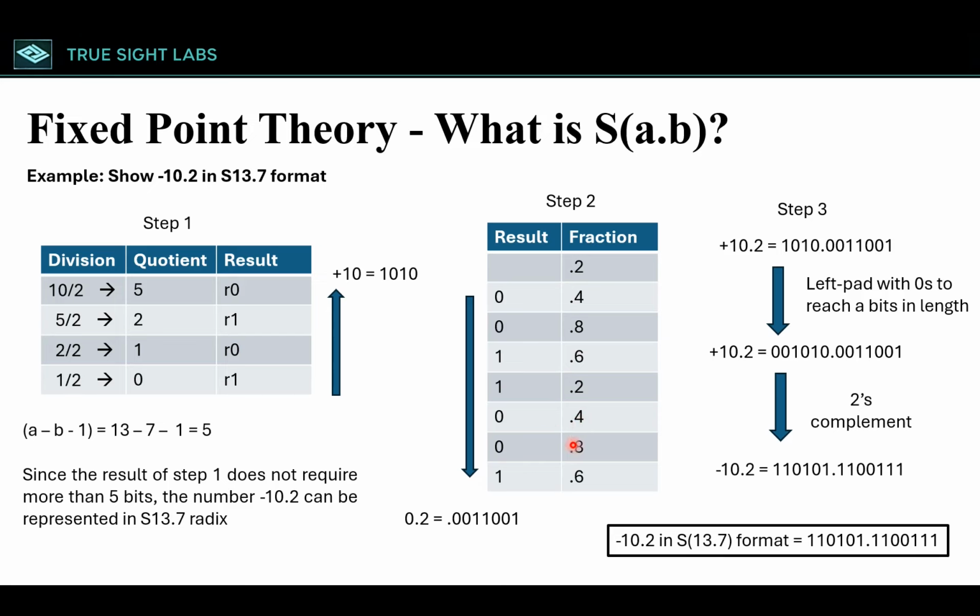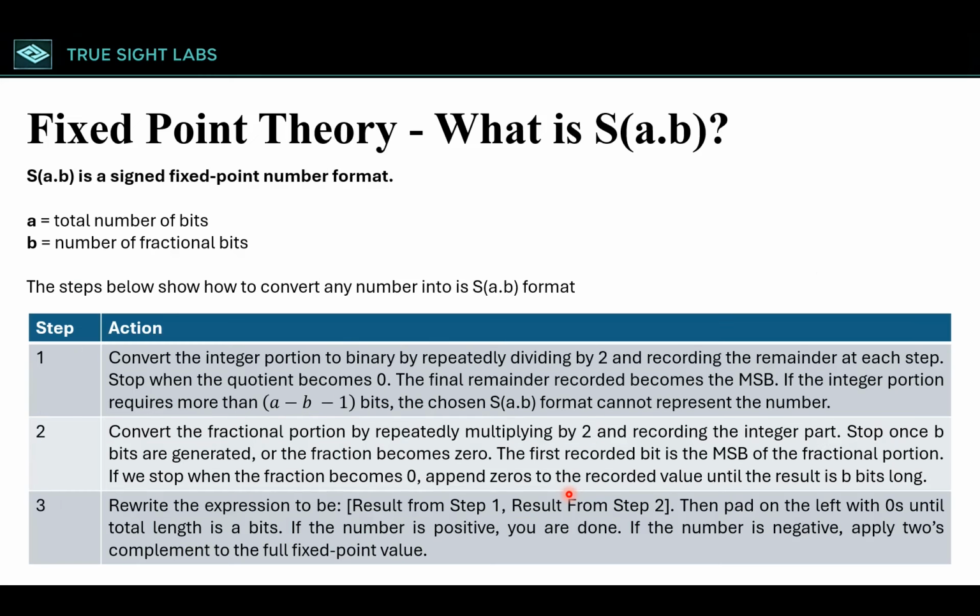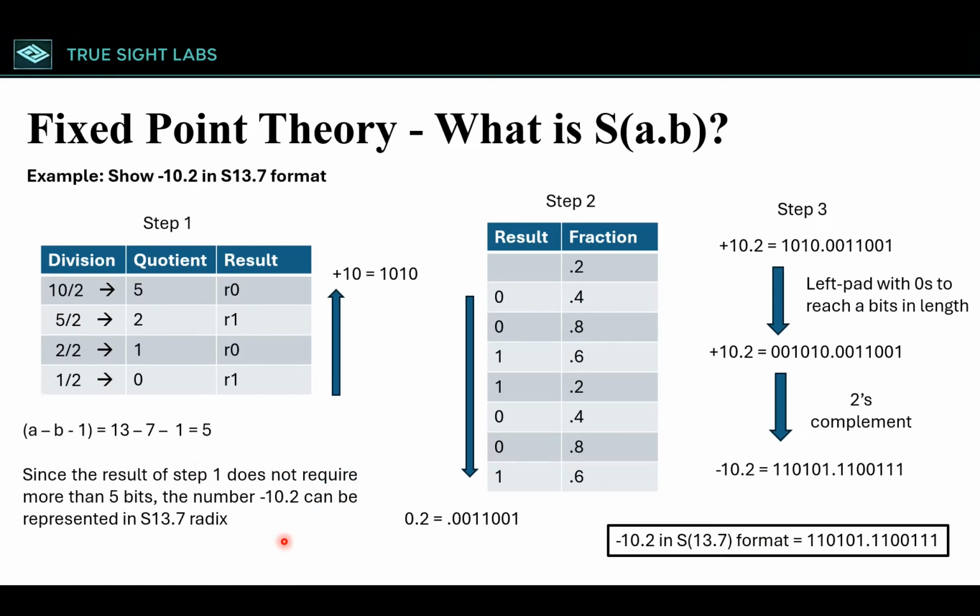0.4 times 2 is 0.8. 0.8 times 2 is 1.6. So that's 1, 2, 3, 4, 5, 6, 7 times. So then we stop, because if you go back here, the rule says to stop once B bits are generated or the fraction becomes 0. In that example, we stop once the B bits are generated, because B is 7.